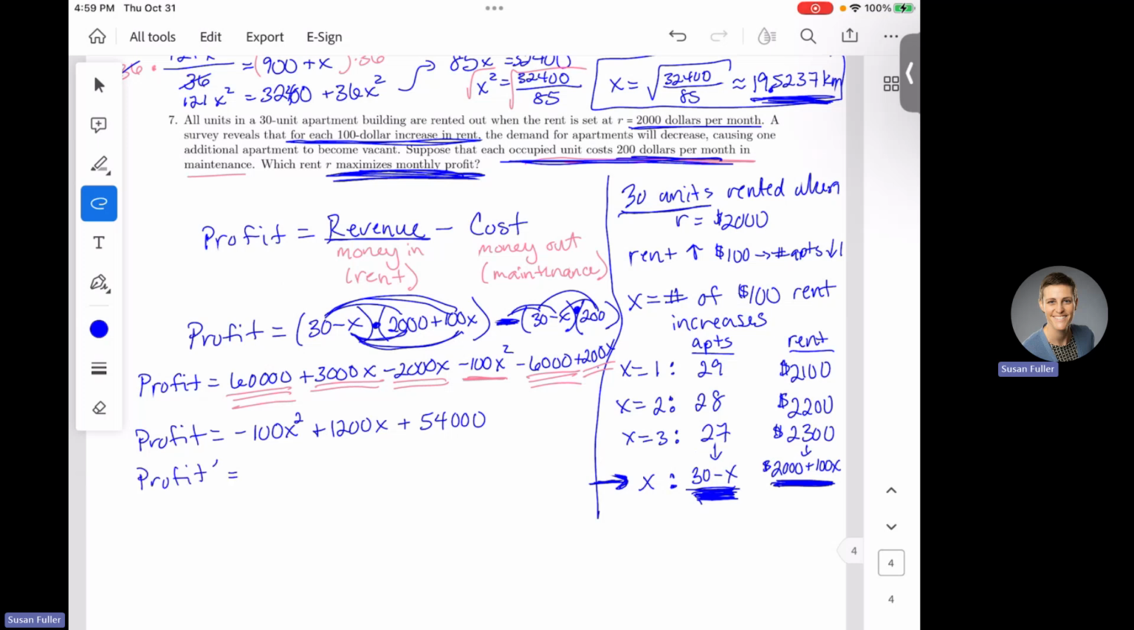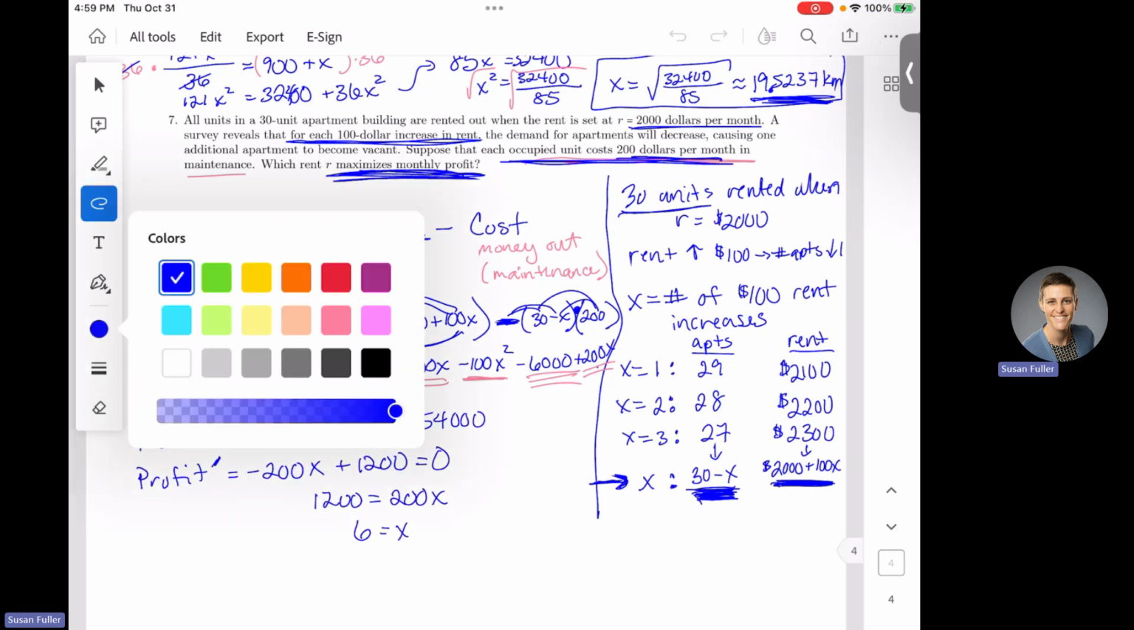So from here, hopefully the hard part's over. Let's take the derivative. We're going to get negative 200x to the first plus 1,200 plus 0. That's my derivative. Notice this thing's defined everywhere, so I don't have to worry about the undefined part. So I just have to figure out where this is equal to 0. So I'm going to add the 200x to both sides. 1,200 equals 200x. I'm going to divide both sides by 200, and I'm going to get x equals 6. Awesome. That's my critical point that should maximize this monthly profit.